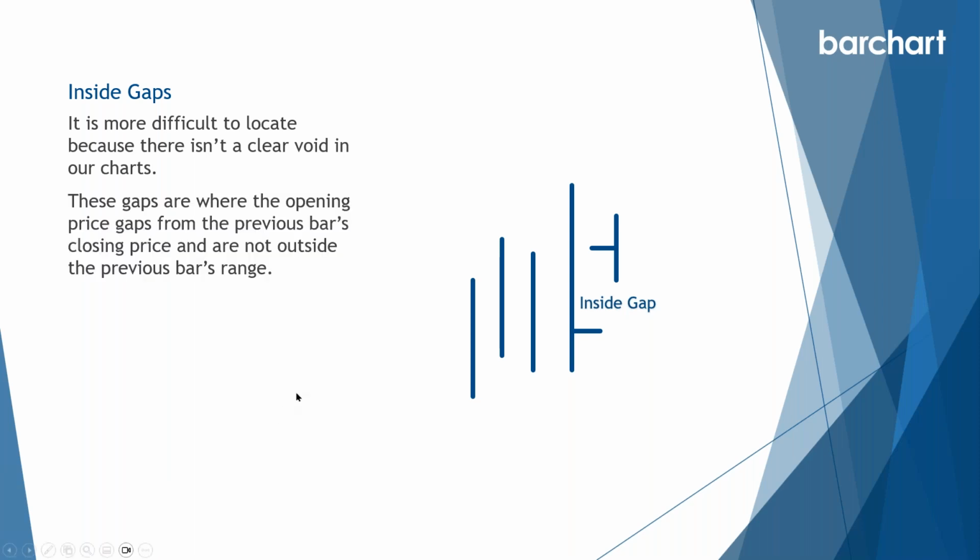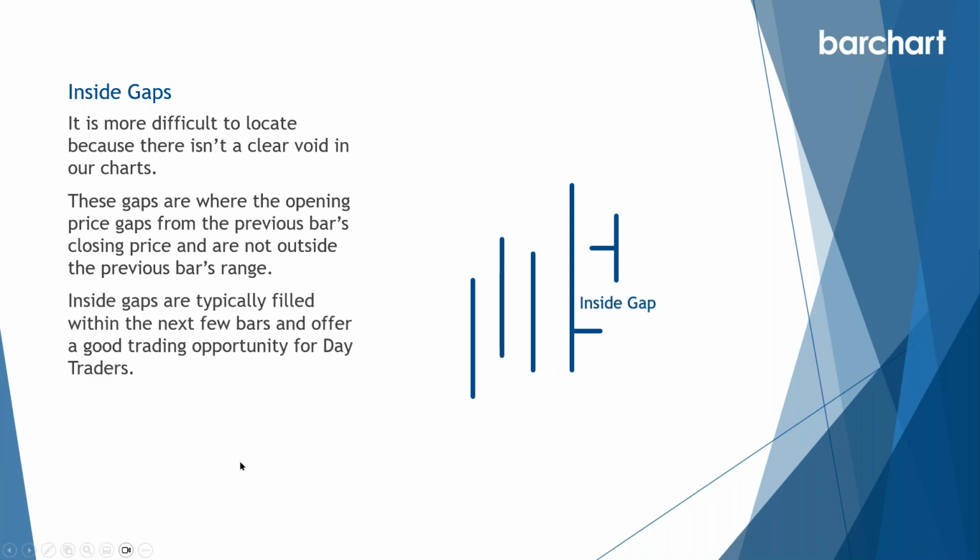Now, these gaps are where the opening price gaps from the previous bar's close. And I think this is kind of the question that Anthony was asking. But we're not outside of the previous bar's range. So for instance, here's where this candle or this bar closed, and then here's where it opened. And so you can see there is a void of price between the close and the open, but this gap is inside of the previous day's bar. So these are typically filled within, let's say, 1 or 2 bars or inside the same day. And these are great day trading opportunities for our astute traders who can recognize these.